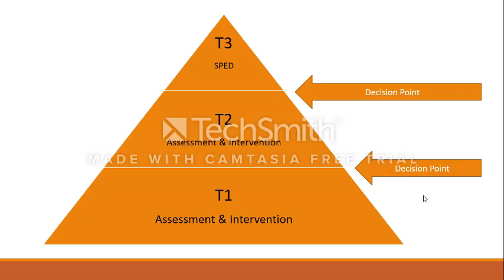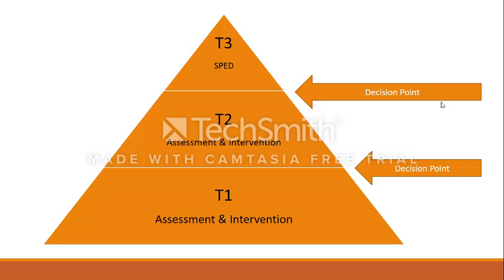And then at the decision point between tier two and tier three, we need to have some method of deciding, did the person respond to the tier two intervention or not? And if they failed to respond to the tier two intervention, maybe they need to be placed in special education. And so there would be assessments then to determine their need for special education.